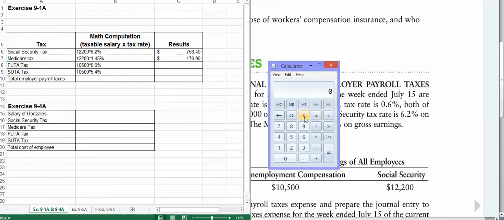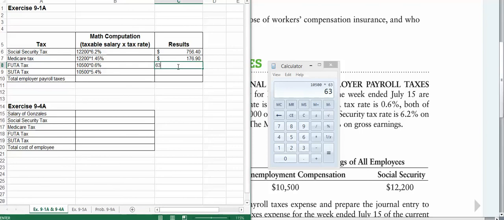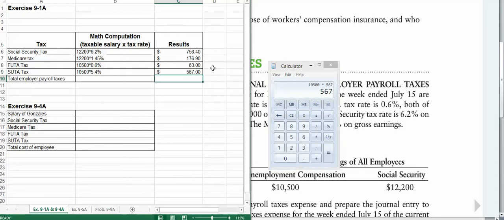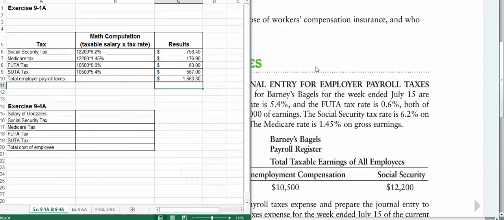Now the last two calculations for exercise 9.1. $63. $567. And then don't forget to give me the total amount. For this purpose, it's absolutely fine to let Excel do the math for you. So this has in total employer taxes of $1,563. So that's all we need to do on 9.1.